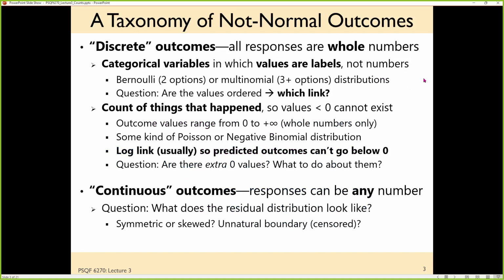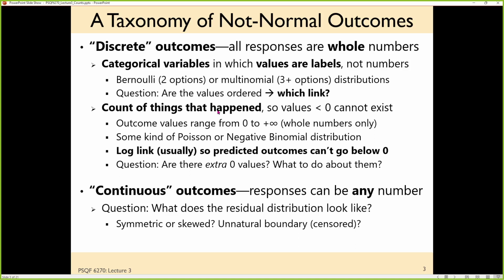So a taxonomy then of what we've covered so far, you'll see it written this way. And I say this because some choices work for outcomes they're not designed to, but the reverse is not necessarily true. So what we've actually been talking about so far is what people would call discrete outcomes. So categorical variables in which they're not really numbers, even if we use numbers to represent the different categories. And the question that we have to answer then is, are they ordered? And that dictates what kind of link function we want to use.